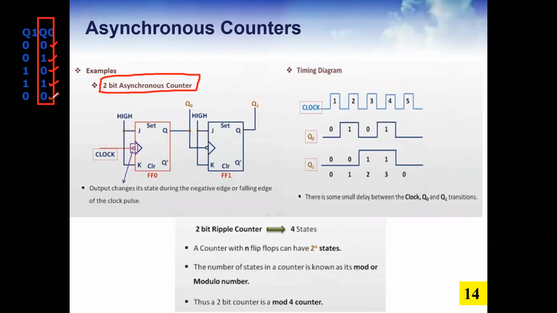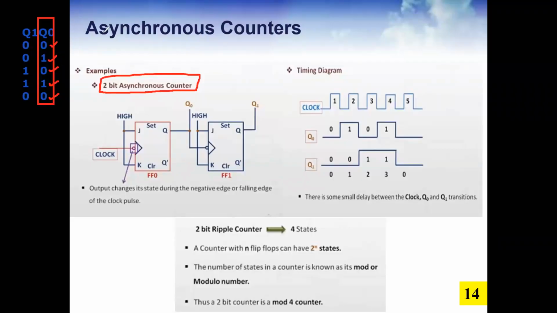So is there any pattern here? 0 1 0 1 0. Yani complementing here. Yani the next value is the complement of the previous one. Am I right? Yes.